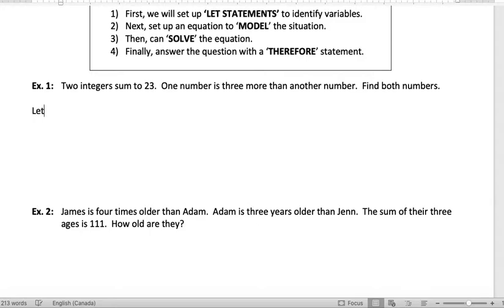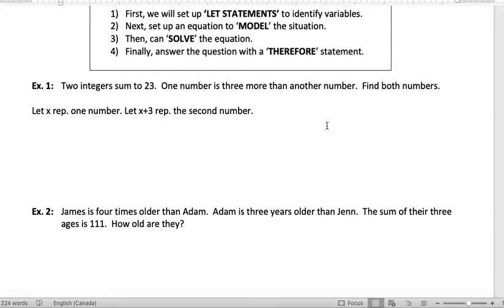So we are going to let x represent one number. We know we have 2 numbers. So we're going to let x represent one of those numbers because nothing is really happening to that number. But we know that there's something happening with the second number. So one number is 3 more than the other number. So then we're going to have let x plus 3 represent the second number. So here we have defined our variables. Let x represent the first number and let x plus 3 represent the second number.